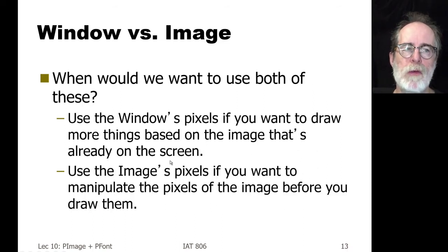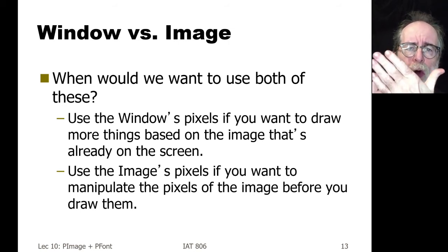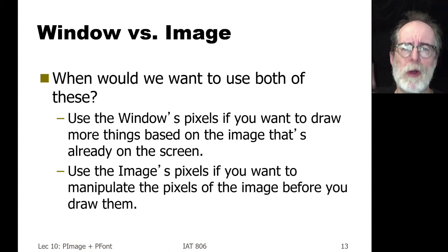So why would you want to use both of these? Well, you'd use the window's pixels if you want to draw more things based on the image that's already there on the screen. One of the things that can be kind of effective in terms of drawing is to accomplish a kind of evolving image that continually redraws itself. And one of the things that can be pretty effective is if you're selective about where that drawing is being slowly overwritten and updated in some parts of the screen, and perhaps elsewhere you're constantly drawing new things. It will be up to you whatever kind of thing that you would like to draw.